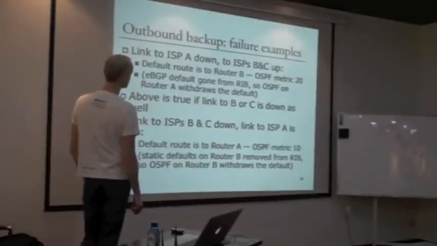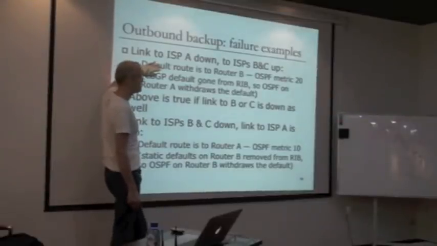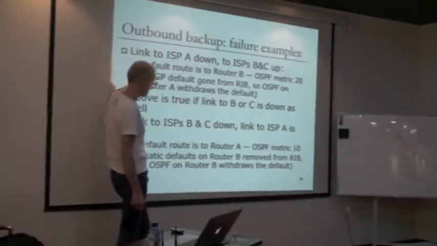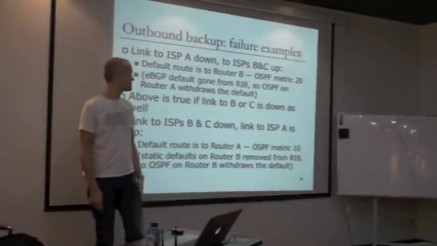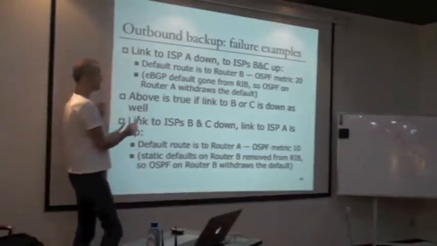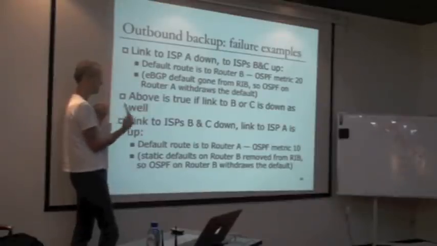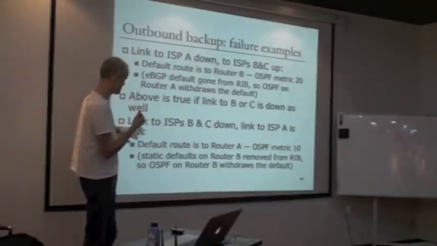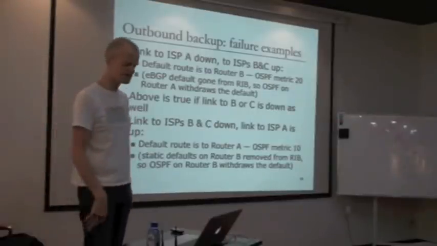link to ISP-A goes down, B and C stay up. The default route is now to router B, metric 20, because the eBGP default disappears from router A, goes from the RIB, OSPF router A withdraws its default route. The above is true if link to B or C is down as well, either B or C, it swaps around. Link to B or C is down, link to A is up, then the default route is to router A, metric 10, that is the best path.